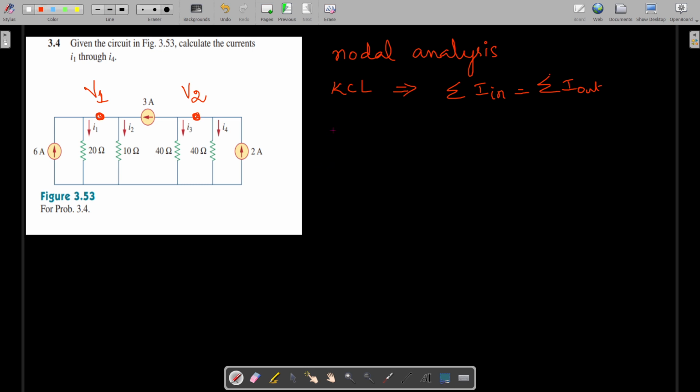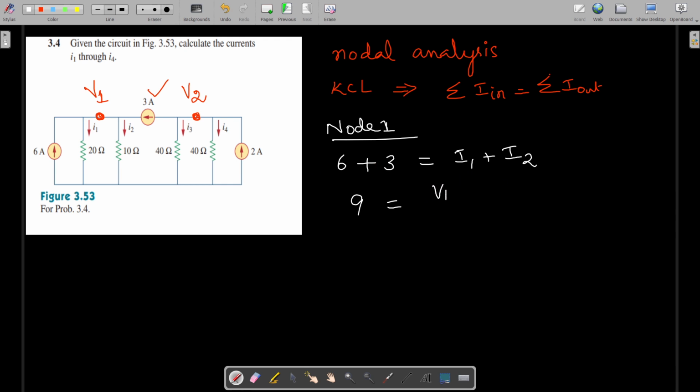So we first take node 1. In node 1, what are the currents which are entering? 6 amperes current is entering, and this 3 amperes is also entering. So it is 6 plus 3, that is equal to the currents which are leaving. I1 and I2 are leaving. So the summation of these two currents is 9, that is equal to, for I1 and I2 we can apply Ohm's law, so it is V by R, right?